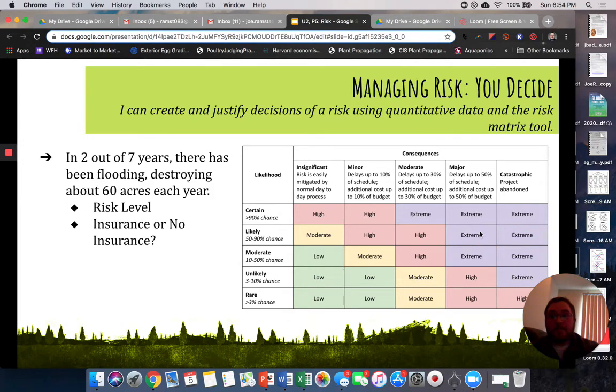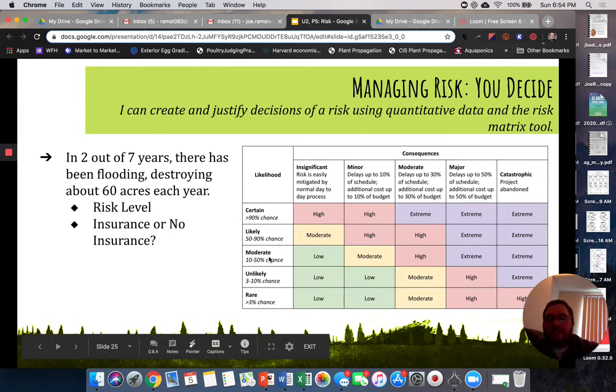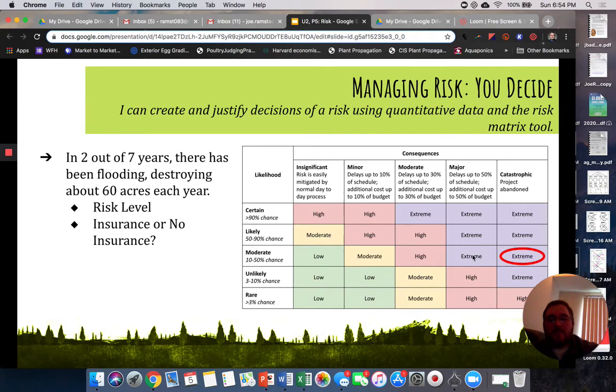Okay. And I believe this is the last one. In 2 out of 7 years, there has been flooding, destroying about 60 acres each year. Hit pause, calculate risk, and determine if you should get insurance or not. All right. So hopefully 2 out of 7, again, that's going to be in our moderate area. And then 60%, we are going to find ourselves in the extreme again. So catastrophic or major, once again, I would put crop insurance on for this year as well.